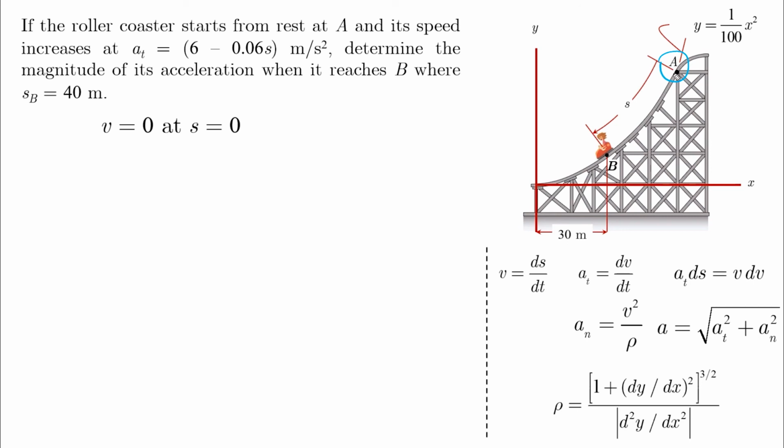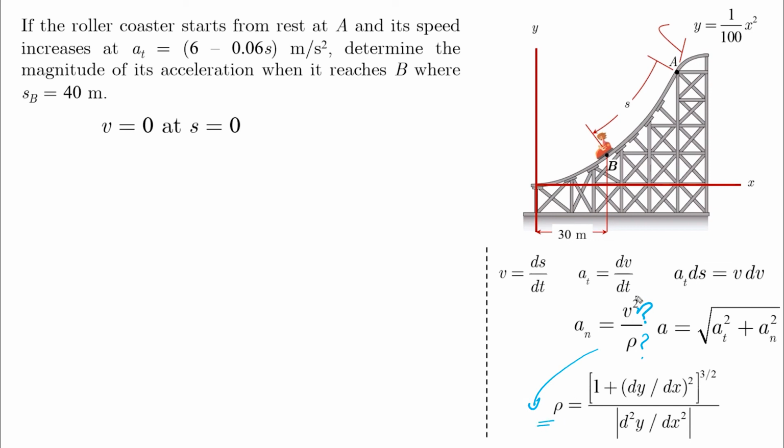So let's see what we need to determine the magnitude of the acceleration at point B. We need the tangential acceleration and we need the normal acceleration. The tangential acceleration is straightforward. You just need to substitute s equals 40 in a of t and find its value. But an requires two things, v and rho. Rho can be found from this relationship using the curve. And now we need to find the velocity.